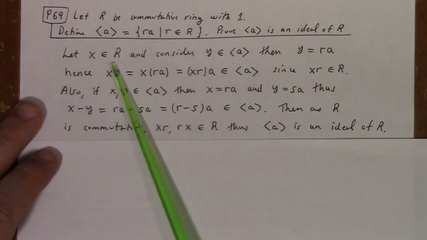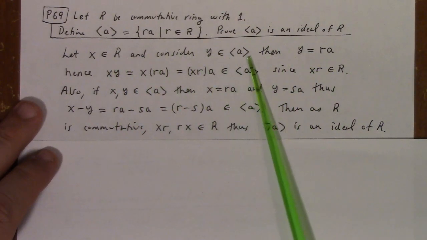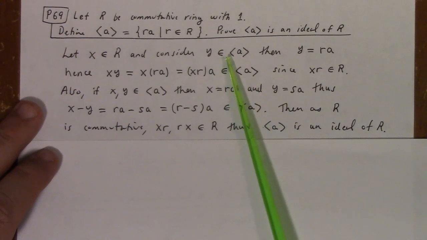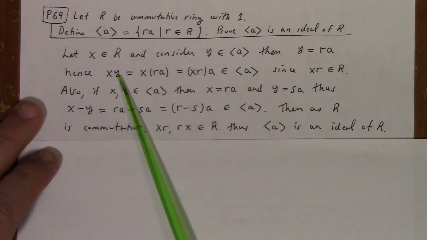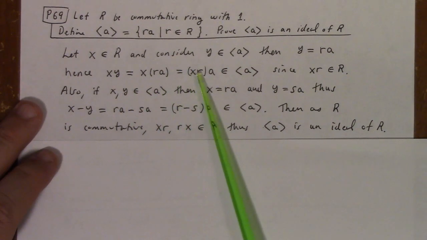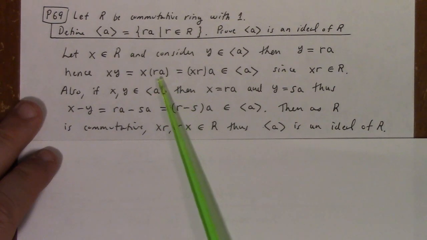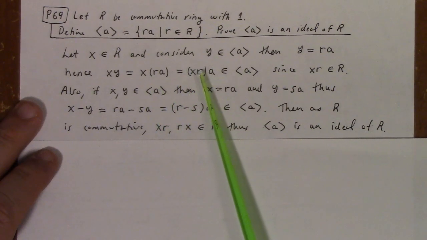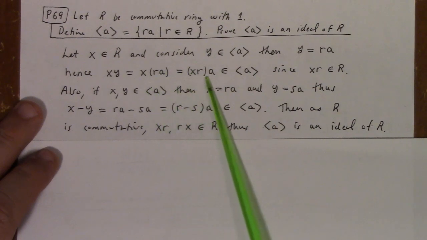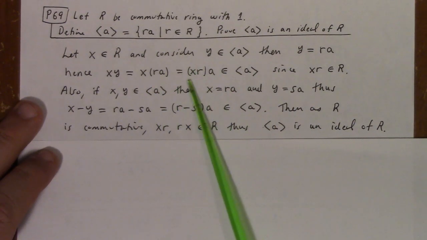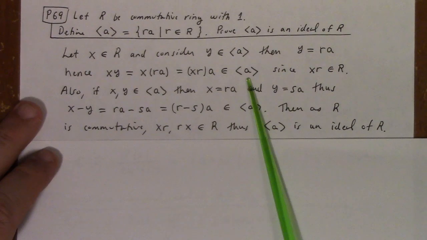So, all right, let X be in the ring and consider Y as an element of this. Then Y, of course, is equal to RA, hence X times Y is equal to X times R times A, but we're in a commutative ring, right? So I can rewrite, well, anyway, just by associativity, I don't even need commutativity at the moment. So I have X times R times A, which is a ring element times A, therefore it's in this.